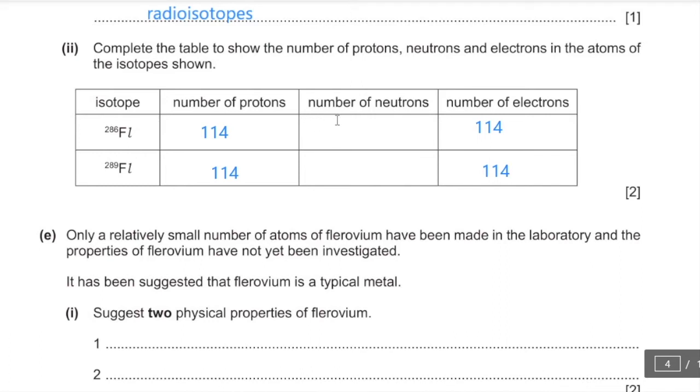So 286 minus 114 gives 172. Similarly, 289 minus 114 gives 175.